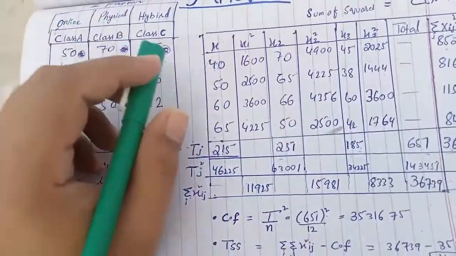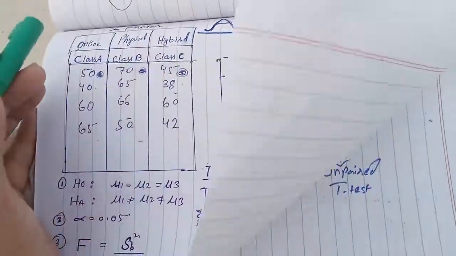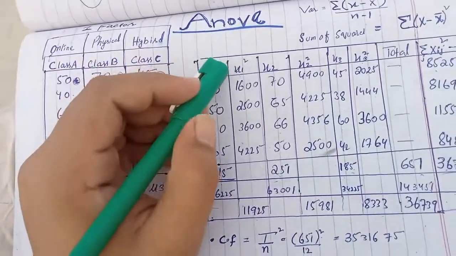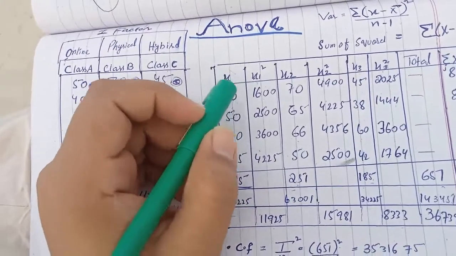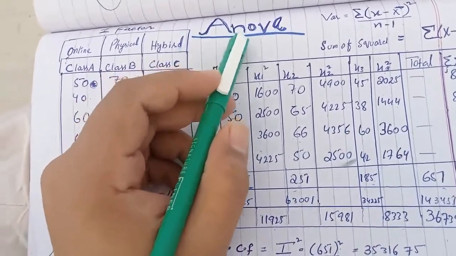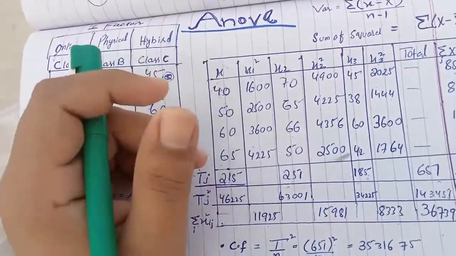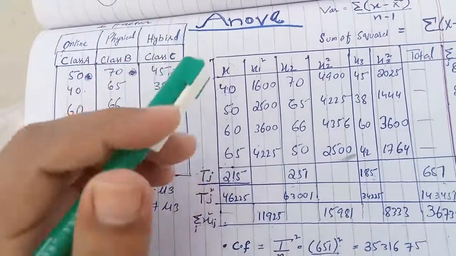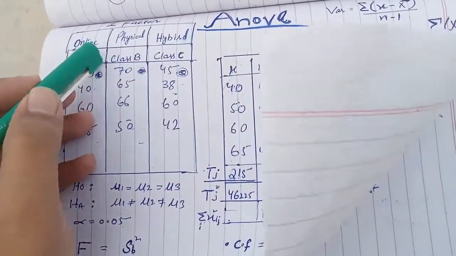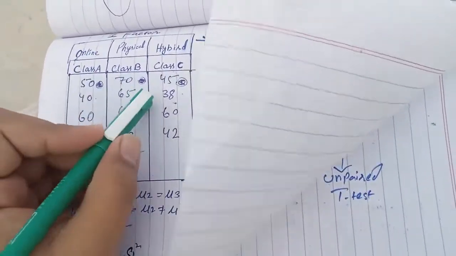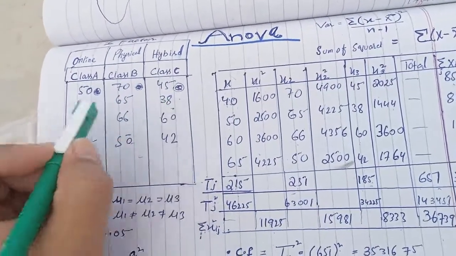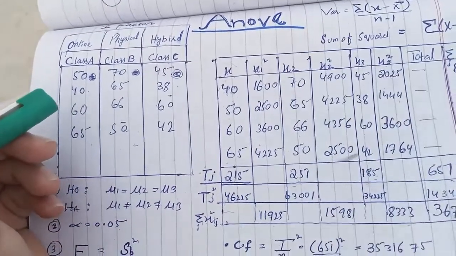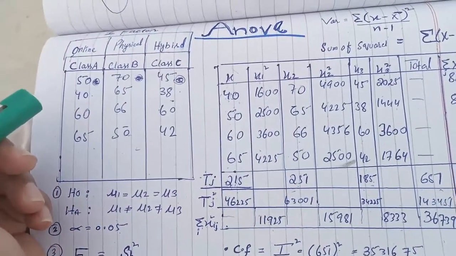So let's discuss the one-way ANOVA. So what is the ANOVA? It is nothing but the analysis of variance. We check the sample means with the analysis of the variations. What kind of variations happen? We study the variations. So these are the samples I have: sample 1, sample 2, sample 3. These numbers represent the students' marks.